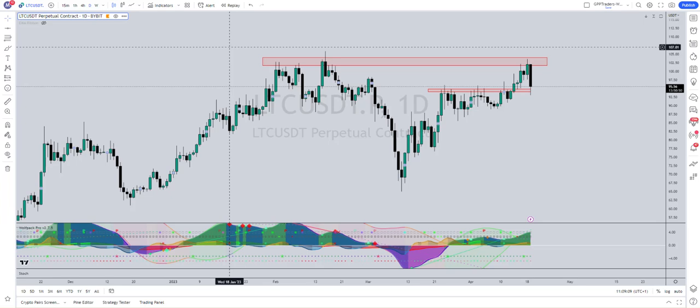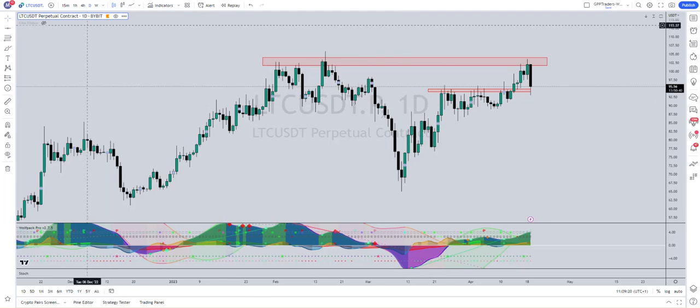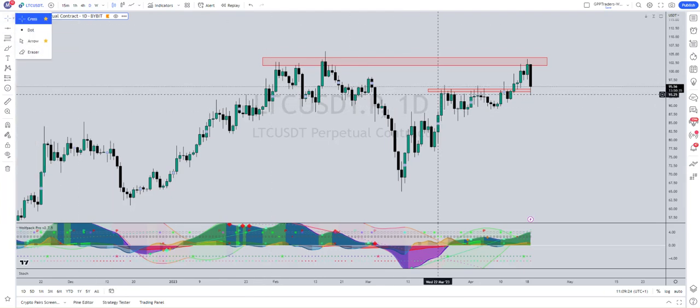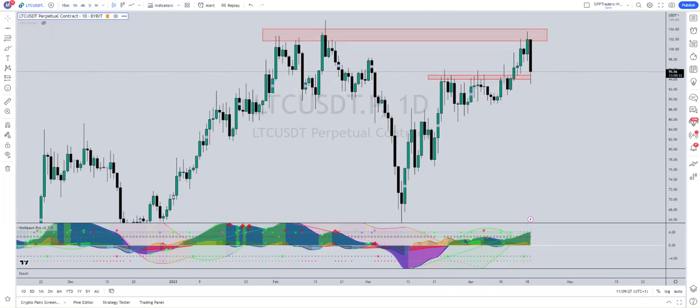This time we are looking at Litecoin and a potential long in and around this price point. As always, we're starting with the daily time frame where we have already provided some zones of interest. And why are these the zones of interest that we are looking at?